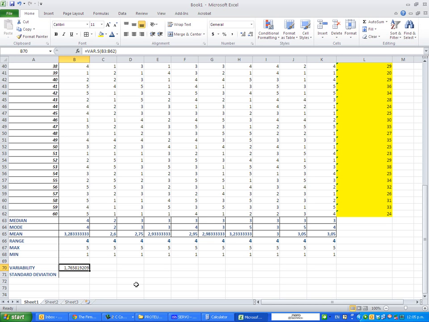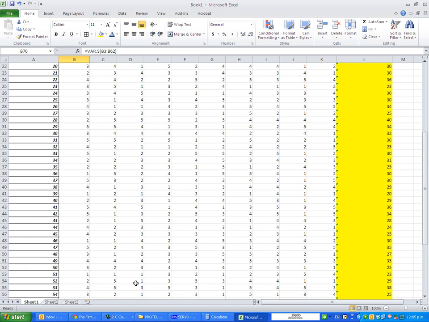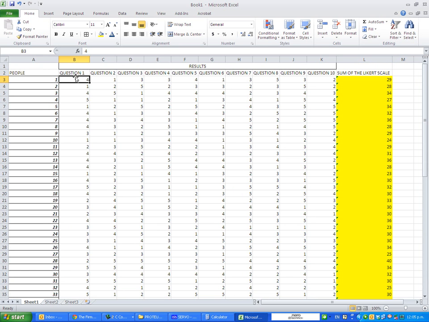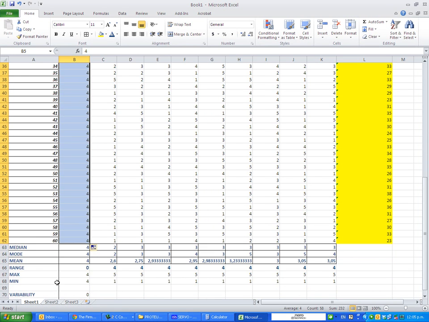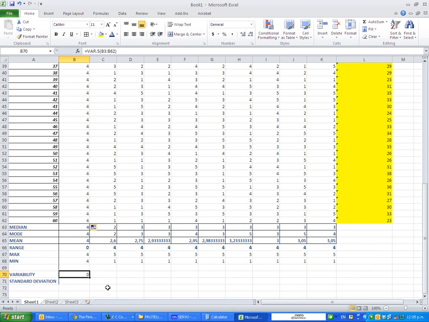When something is always 1, let's see what happens if in this question everybody answers 4. Okay, let's say everybody answers 4. I'm going to write like everybody answered 4 in this question. Now look, the variability is 0 because there is no change from the mean. Of course, there is no variation. So that's what I want you to understand.